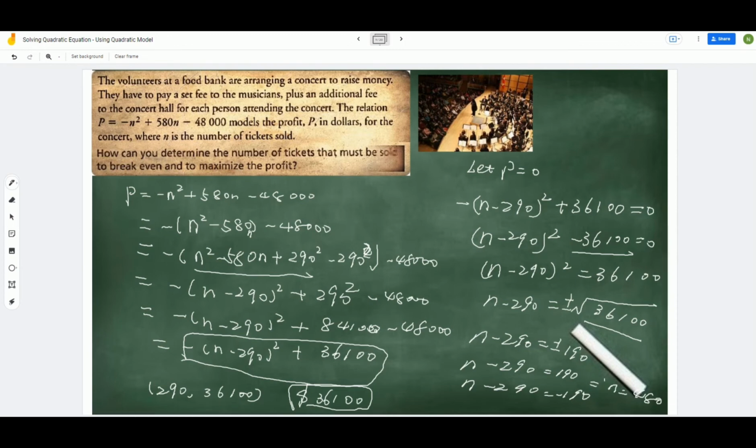So there are two solutions, 480 and 100. It means two zeros. So the number of tickets that must be sold to break even is either 480 or 100. That's the answer. Okay, let's go to the next question.